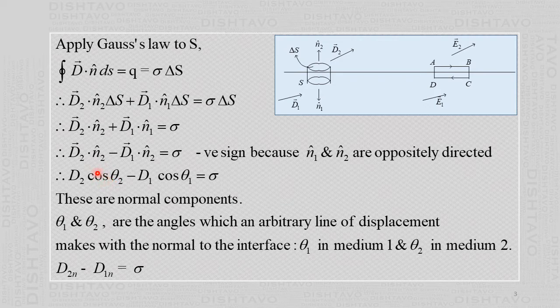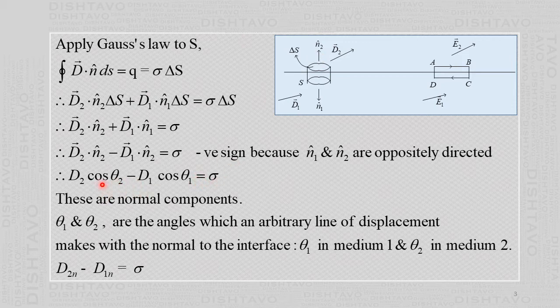Theta 2 is the angle between d2 and n2. So this d2 and n2, this is that angle theta 2. Then minus magnitude of this is d1, magnitude of n2 cap is 1, and cos of theta 1 is the angle between d1 and n2. So d1 is, if you draw it like this, then the angle made by this d1 with this n2, that is theta 1.